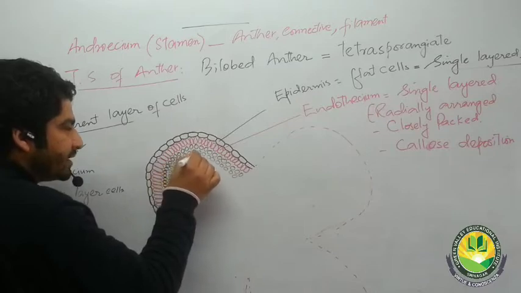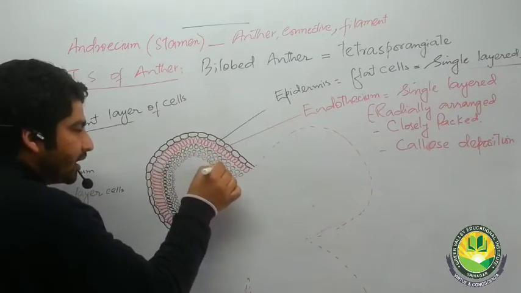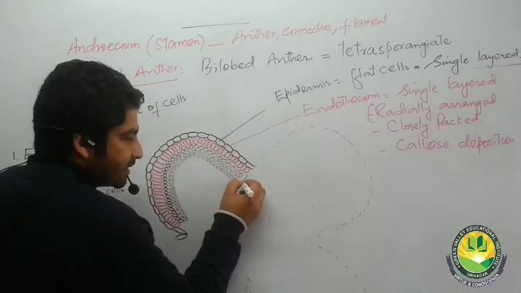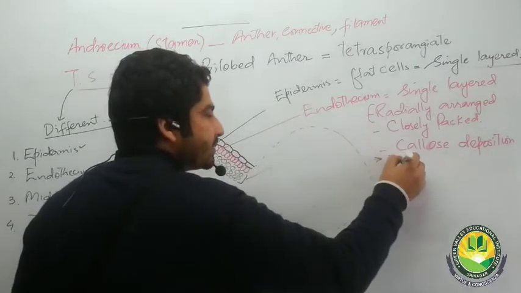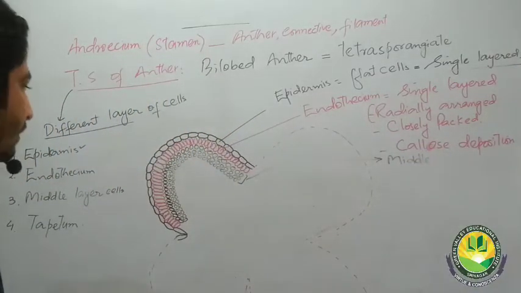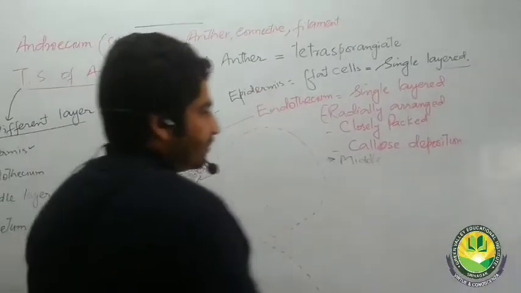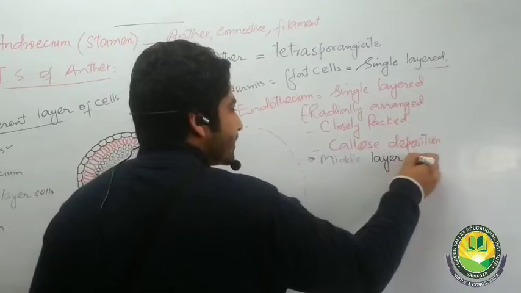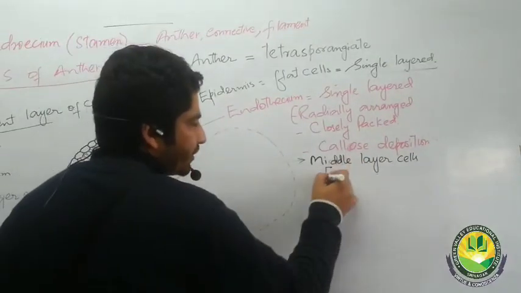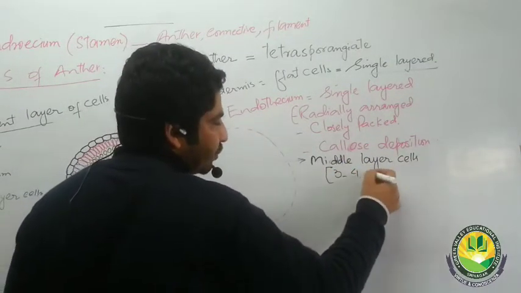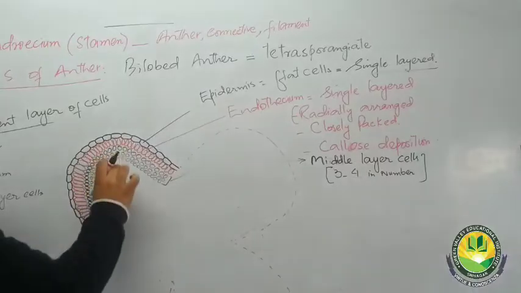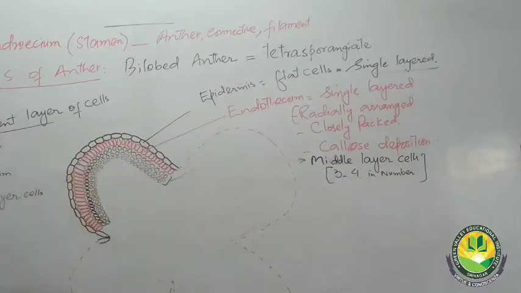So here these are the middle layer cells. What are these cells? They are the middle layer cells, and the number of these middle layer cells is 3 to 4. That means there can be a layer of 3 or 4 cells like this.